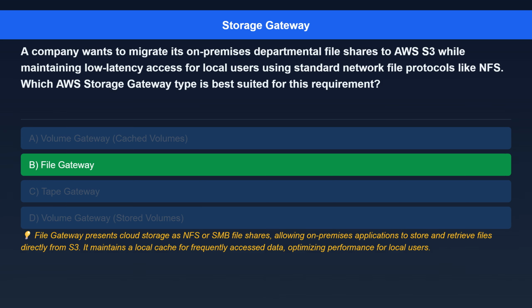The correct answer is File Gateway. Here's the explanation. File Gateway presents cloud storage as NFS or SMB file shares, allowing on-premises applications to store and retrieve files directly from S3. It maintains a local cache for frequently accessed data, optimizing performance for local users.